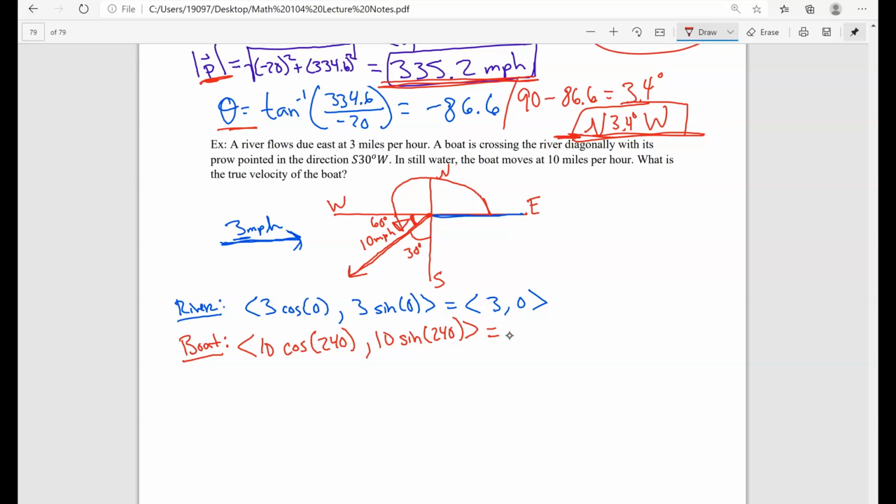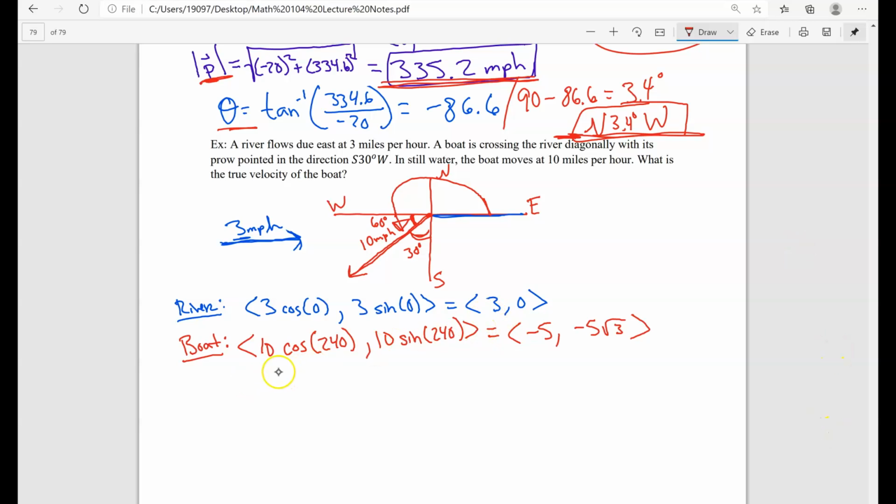Now we're going to take 10 times the cosine of 240 degrees. That's going to give me -5. Then we take 10 times the sine of 240 degrees. That's going to give me -5 square root of 3. This makes sense. If you had used 30, you would have been in quadrant 1. So you had to use a little bit of geometry to figure out that it's going to be 240 degrees.